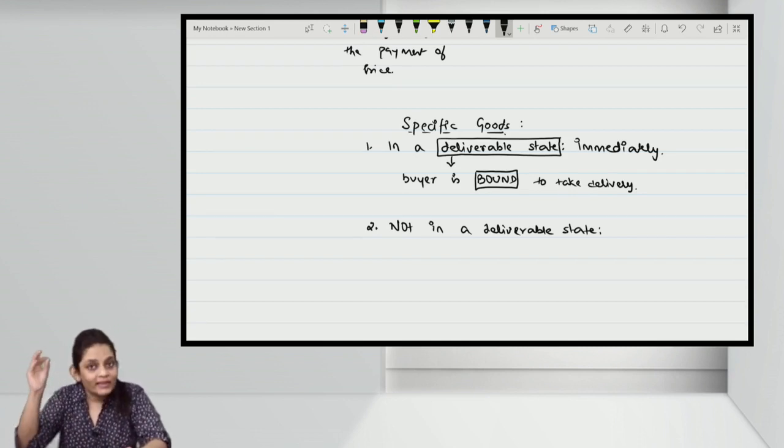So, is it in a deliverable state? No. When will it be in a deliverable state? Only after the binding is done. So, when will the ownership be transferred?